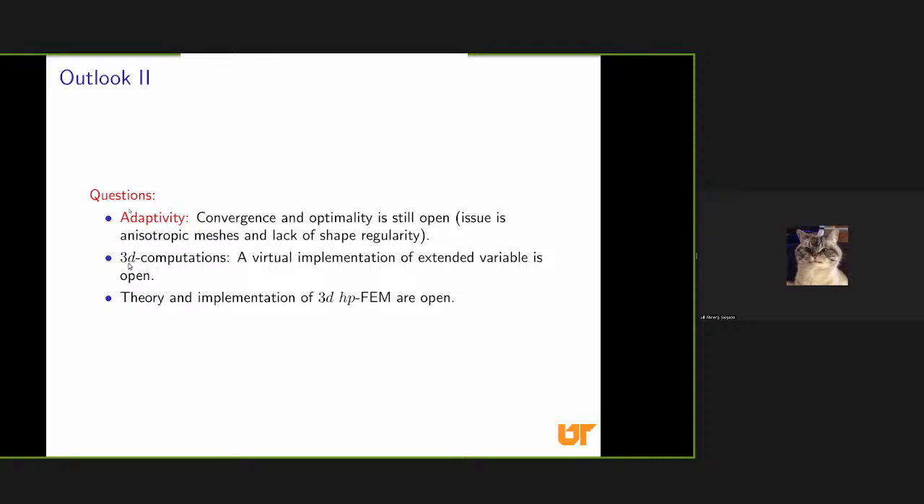All the computations that I showed are when the domain Omega is in 2 dimensions. An efficient implementation of this in 3D, in the sense that the extended direction is not actually meshed, but it's just there as an aid, is open. And our hp implementation and analysis is restricted to 2D. So in 3 dimensions, this is completely open.